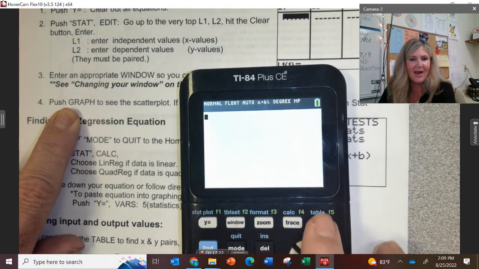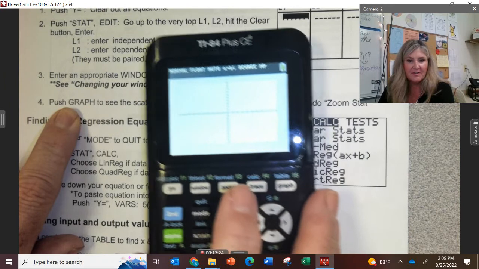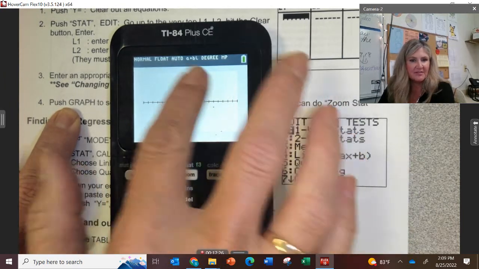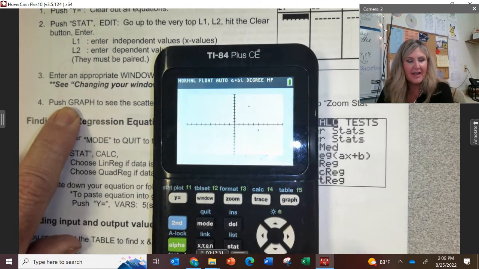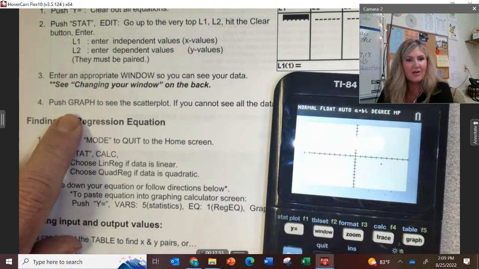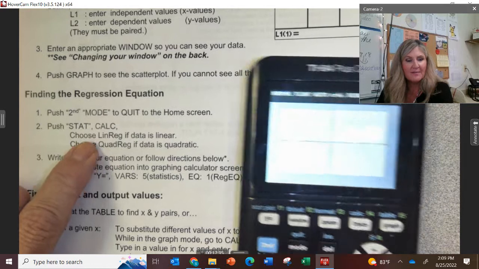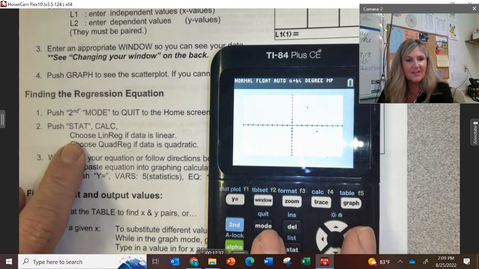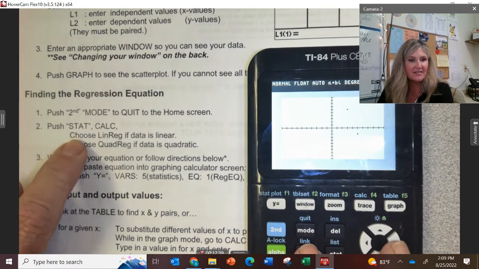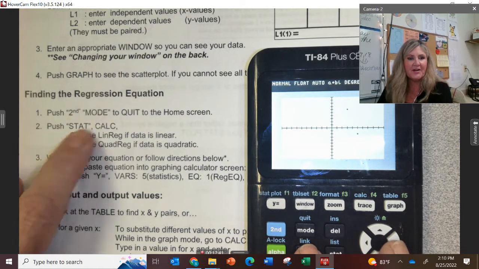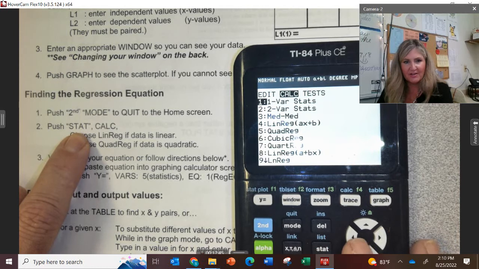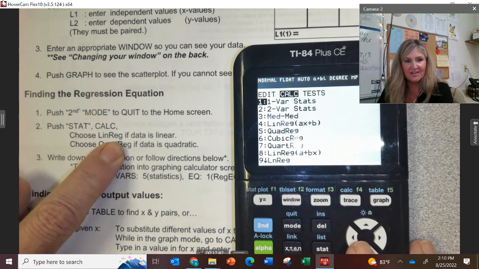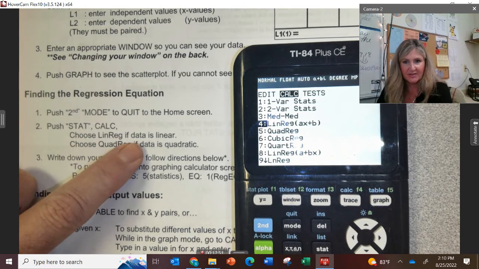So everybody hit graph right now. Does everybody see the 2 points? All right, it's not very dark. Okay, so now I'm going to go ahead and figure out the regression equation, guys. We're down here, finding regression equation number 2. Push Stat, Calculate. We're going to choose linear regression, which is number 4, because it is linear data.